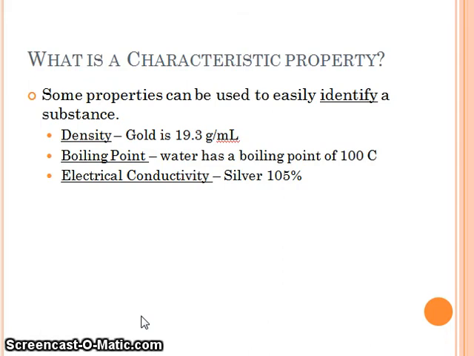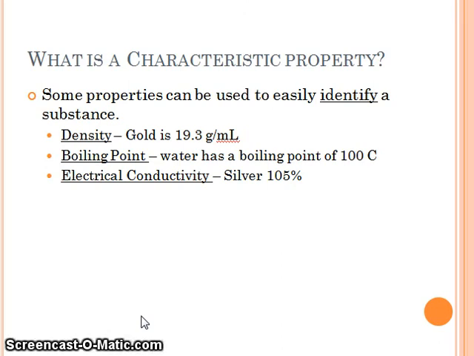Some properties are characteristic properties, and these can be used to easily identify a substance. Density is an example. Gold always has a density of 19.3 grams per milliliter. If you measure something and it has a density of 19.3 grams per milliliter, it is almost all the time going to be gold.